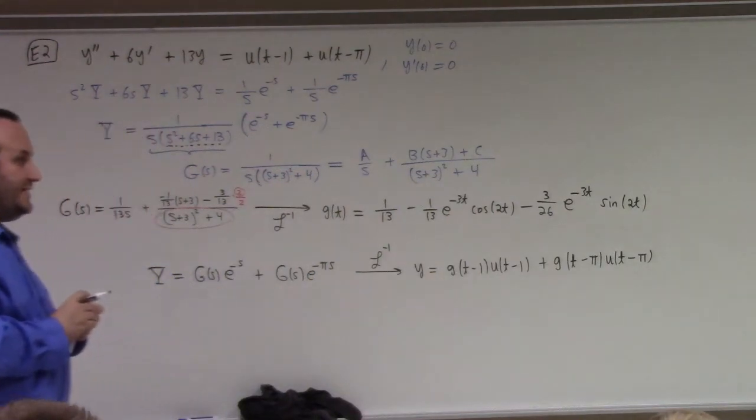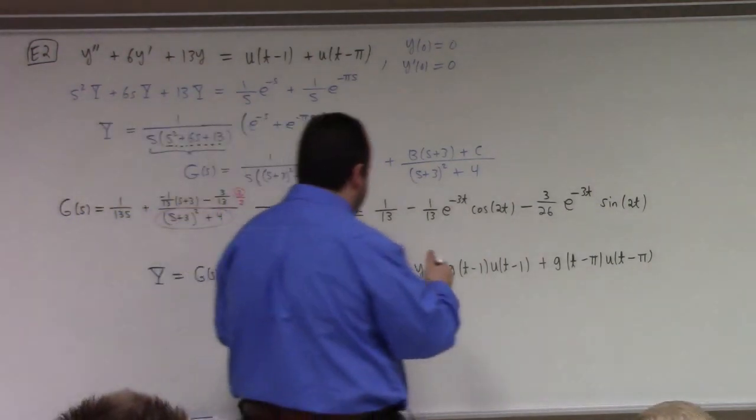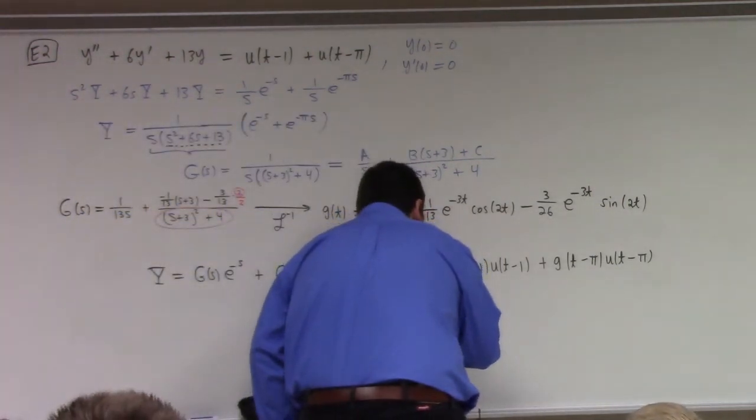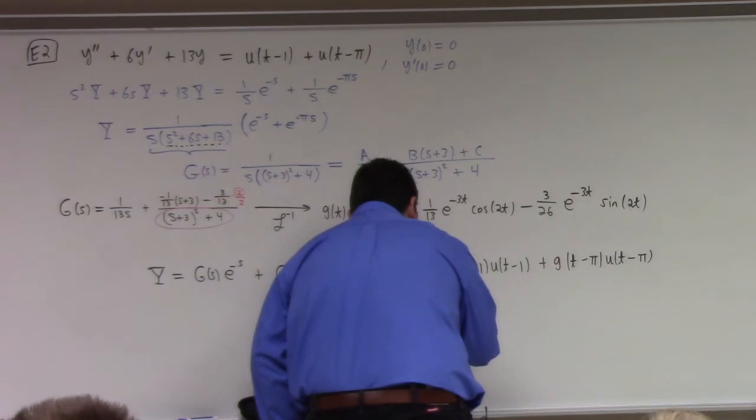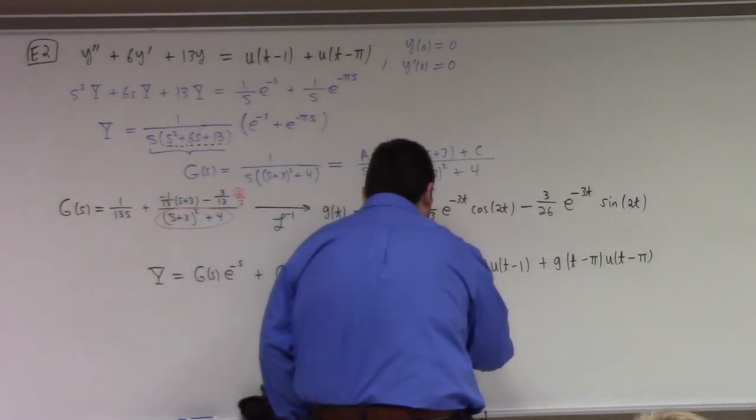So the big idea of example 2 is the same as example 1, right? We take the Laplace transform, we solve for big Y, we do some kind of algebra to make it so that we can take the inverse transform, right? Then we actually take the inverse transform, and that's the answer. So the overall logic is the same. It's just the process of finding a nice formula for little g of t was a little bit more involved here.